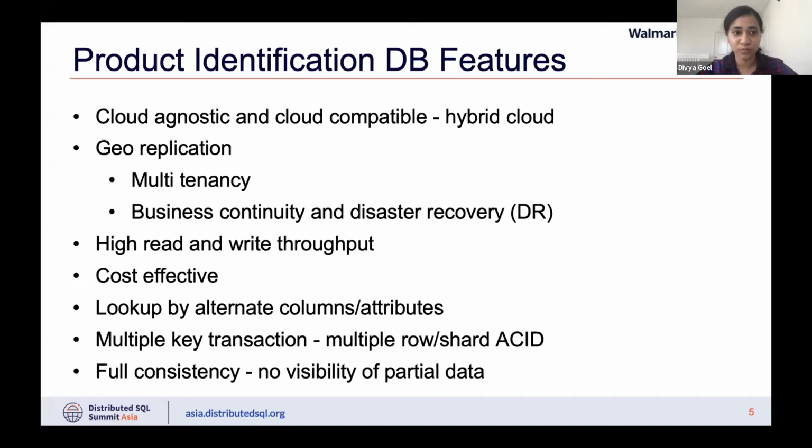High read write throughput, cost effective. We'll talk further in detail about alternate key lookups in our next slides. Multi-key transactions are also very important for us because as we have different keys that we want to insert in our database, we wanted a transaction that could be across shards. Full consistency, so no data is partially visible across different shards.